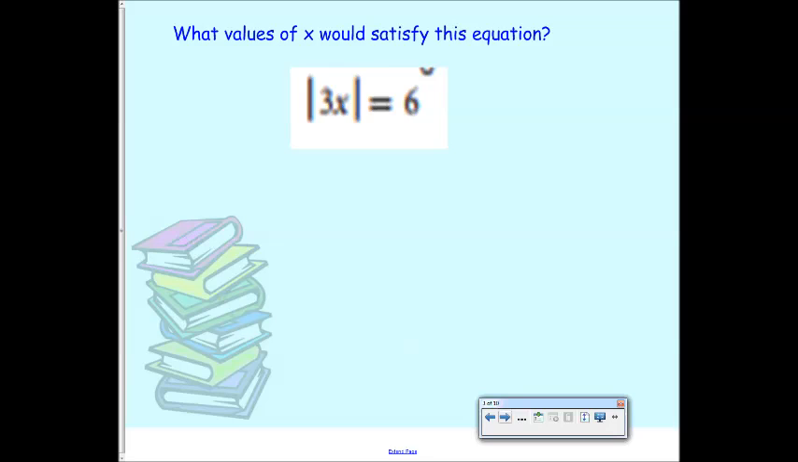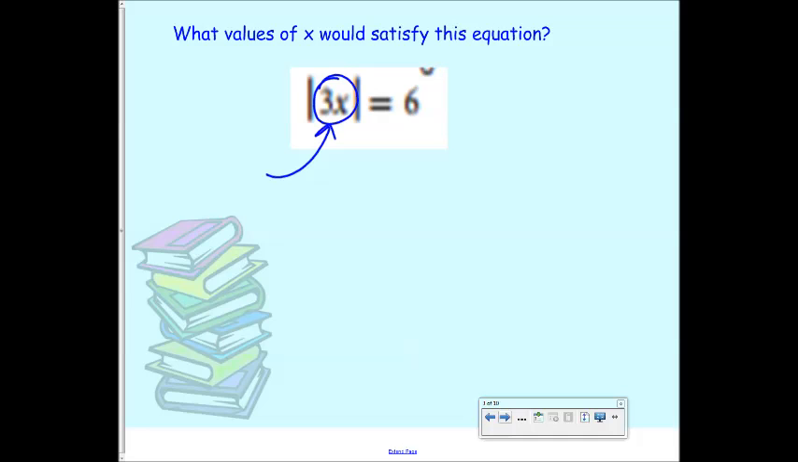What values of x would satisfy this equation? So how can I do this? Because we have an absolute value equation here that says the absolute value of 3x equals 6. What could I plug in there that's going to give me a positive 6? Essentially what I'm asking is, what can I put in for x that's going to satisfy this? But even without saying that, I want to know what could I plug in for this whole thing that's going to give me an absolute value of 6.